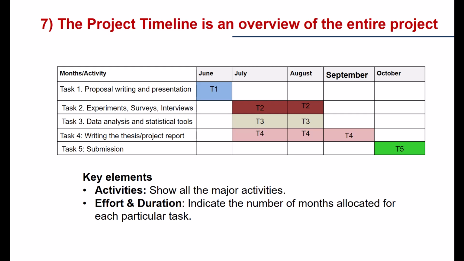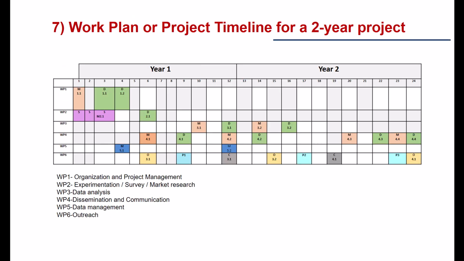But it's important to have this overview of the project and to see which tasks are overlapping and how the time can be optimized. And of course, you can have a longer project. So this is also another type of work plan for a 2-year project. You can also have it for a 3-year project or even longer. And so depending on the duration of your project and the needs, you can make a work plan or a project timeline to cover that.